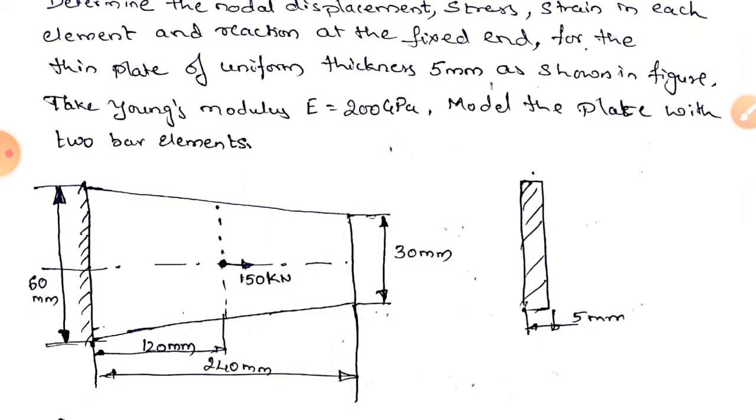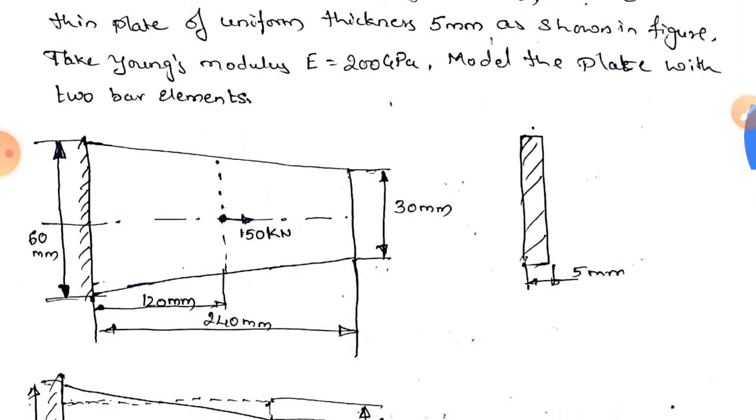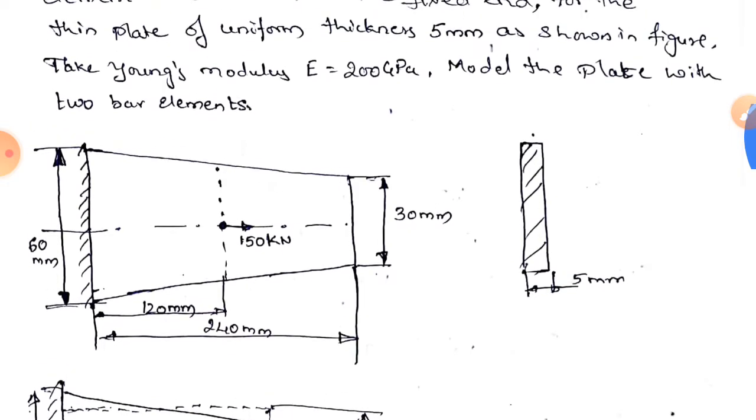How to model this? If you see the stiffness equation, k is A1 E1 by L1. There the area A is not varying. It is a constant area throughout the length of the element. Now here the area is varying.